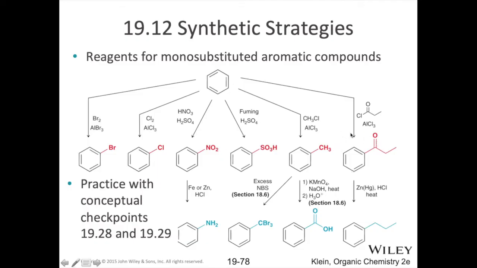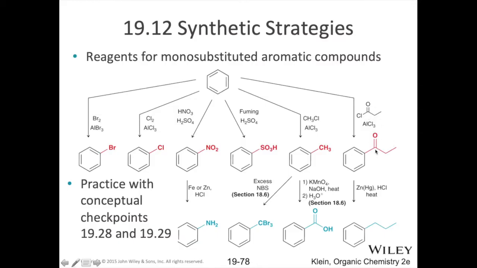Then we have the Friedel-Crafts reactions, right? So if we have a Lewis acid like aluminium chloride, we can then use an alkyl halide or an acid chloride, also known as an acyl chloride, to add an alkyl or acyl group respectively. Now, with that in mind, of course, there are further steps. Remember, if we want an amine, we can take a nitro group and reduce it by using iron or zinc and HCl.